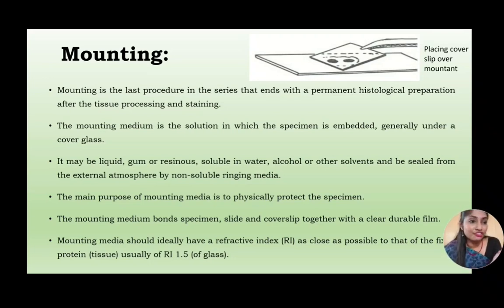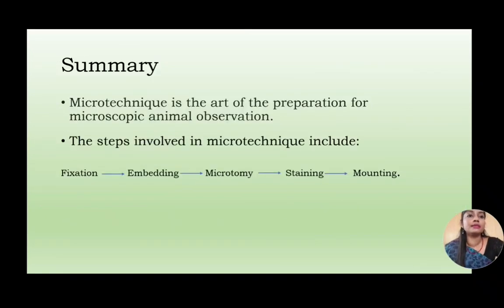It is a very naive method of sealing the cover slip, but in advanced methods we use a particular ringing media so that the specimen is not in contact with the outside media. The main purpose of the mounting media is to physically protect the specimen. The mounting media bonds the specimen, the slide and the cover slip together with a clear durable film. This mounting media should have a refractive index close to that of glass, that is, RI should be around 1.5. Here in the image you can see how the cover slip is carefully placed over the specimen, over a mountant.